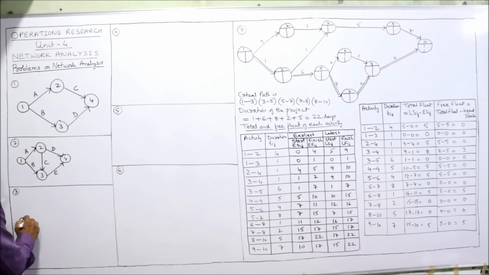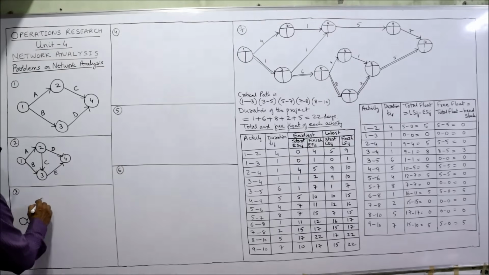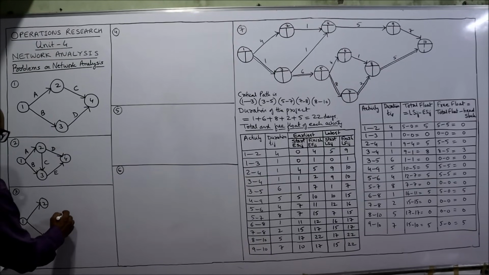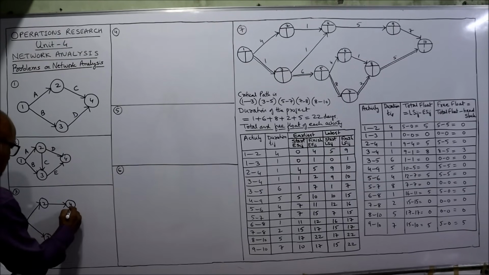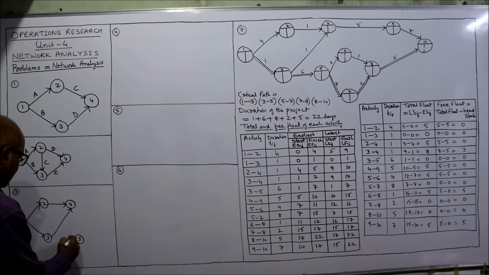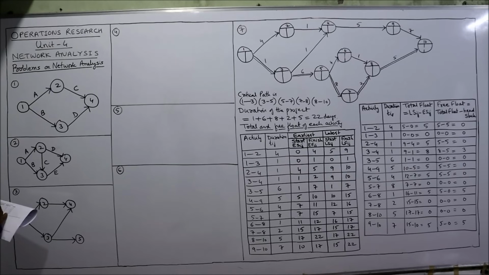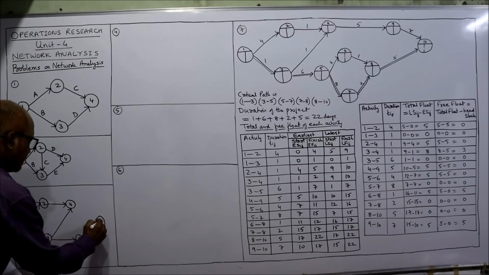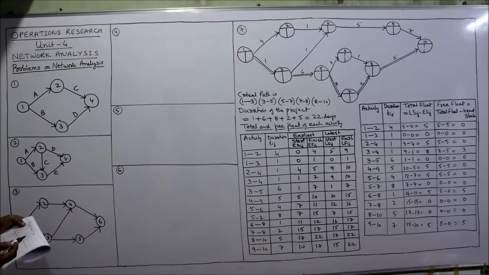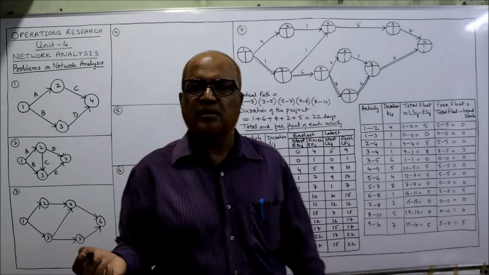So 1 to 2. This is 1 to 2 and this is 1 to 3, right? Then 2 to 4, 3 to 4. Here I will write down 2 to 4 and this is 3 to 4. Then 3 to 5. Here I am taking 3 to 5. Then 4 to 6, 5 to 6. Here I will take 6. This is 4 to 6 and this is 5 to 6. That's all. Network diagram completed.